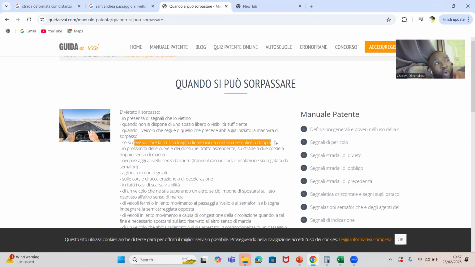If you commit to leaving your corsia, because when you get doppio senso, you cannot leave your corsia. They said you cannot overtake if you leave your corsia, because even though it is one continuous line there or a double line, it's not doppio senso, and for no reason can you exceed that line. Is it clear now? Non si può sorpassare, you cannot overtake in that place.